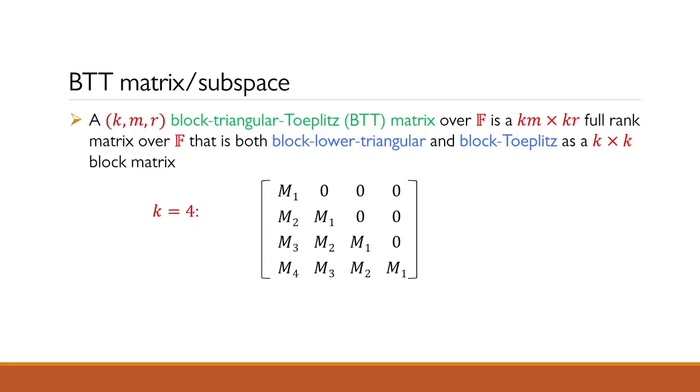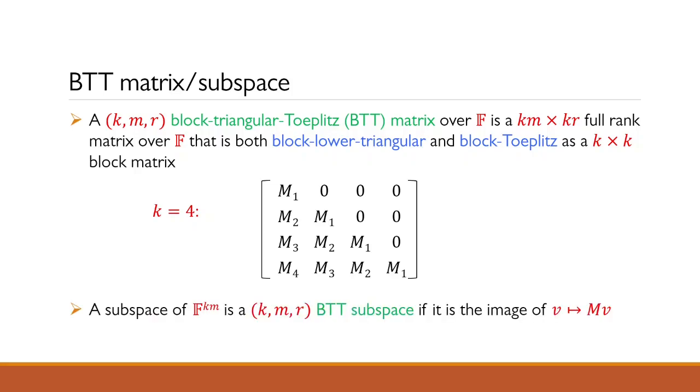And note that the (k, m, r) BTT matrix represents a linear map from F to the kr to F to the km, and we define a (k, m, r) BTT subspace to be the image of such a linear map represented by a (k, m, r) BTT matrix. Okay, so these are the definitions of BTT matrices and BTT subspaces.